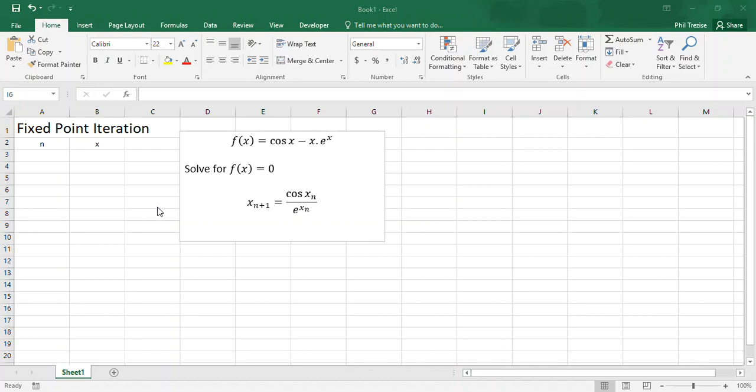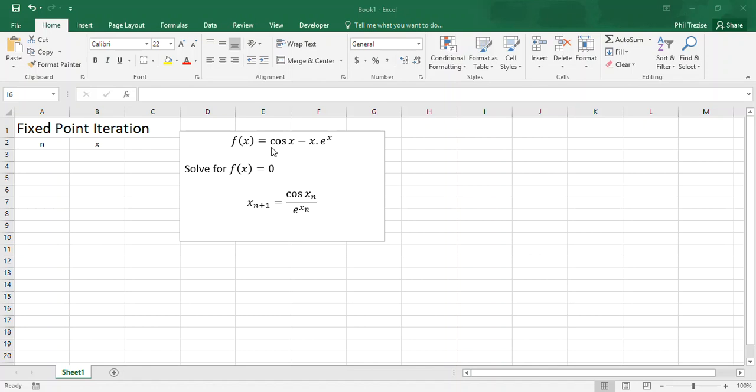Hello everyone. This video is going to demonstrate the process of fixed point iteration to numerically solve an equation. The function that I'm going to use as an example is cosine x minus x multiplied by e to the power x. And I'm going to find the zero of this equation, so I'm solving where f of x equals nothing.